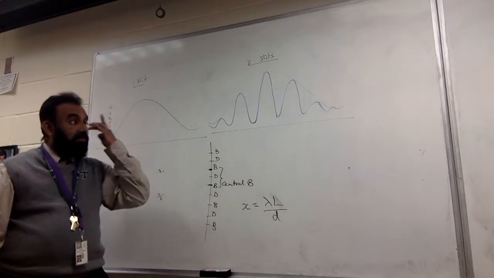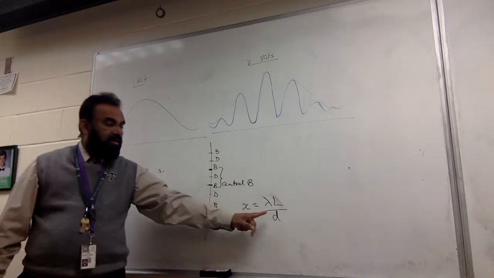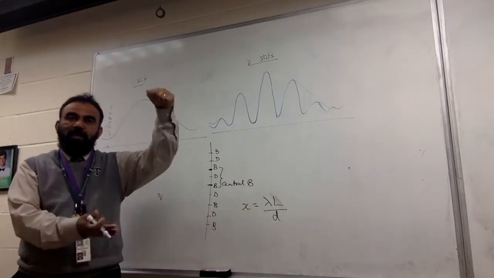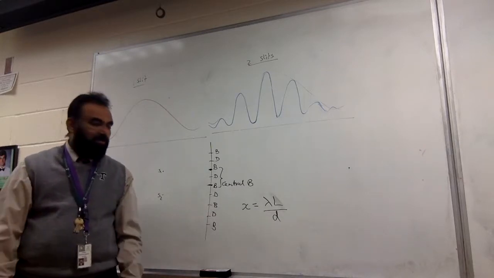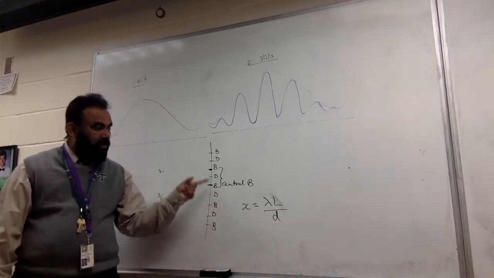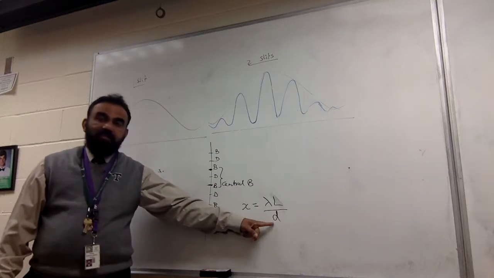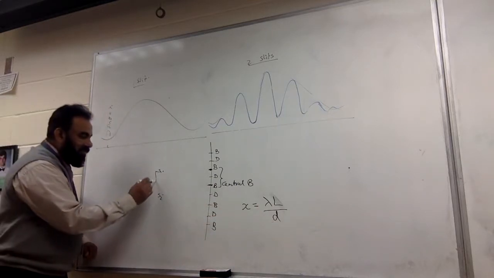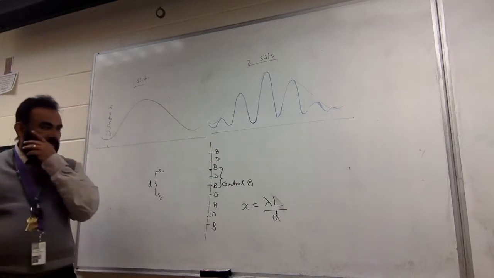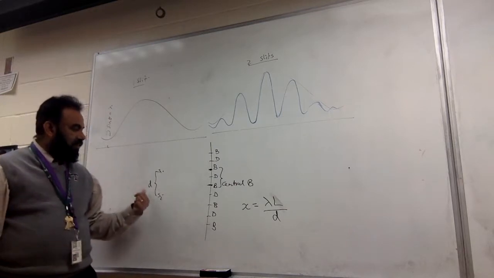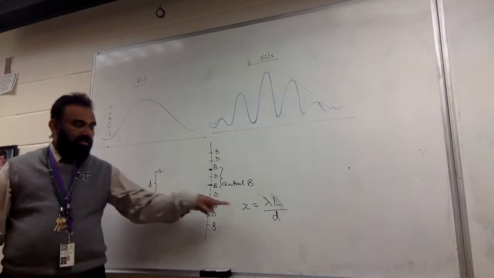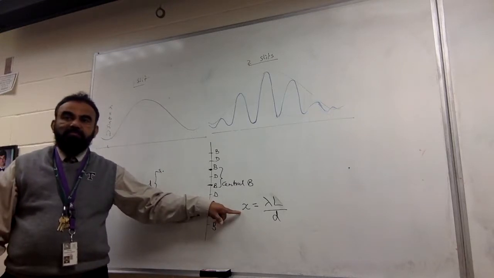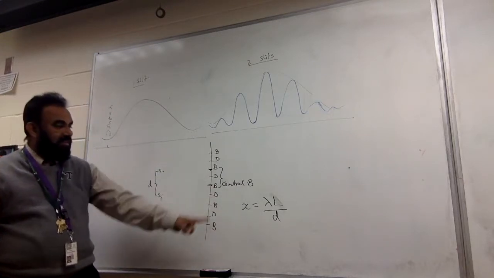L is the distance to the screen. So if the screen is further away, then of course you're going to get more bandwidth. That is the separation between brights and darks, or brights. And then the next factor is D, which is the distance between the slits itself. If the distance between the slits is small, you can expect more bandwidth. Okay, so this is the idea of interference.